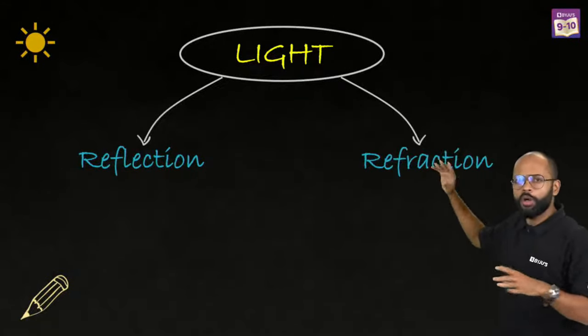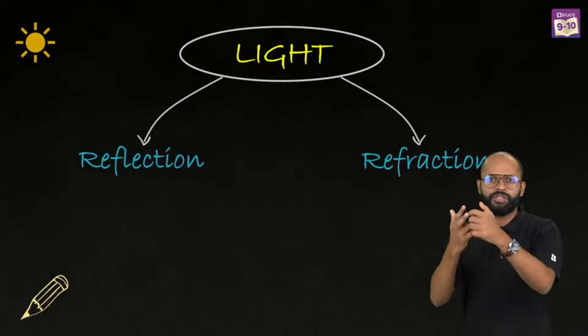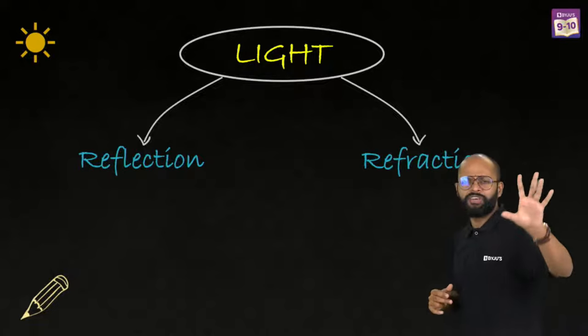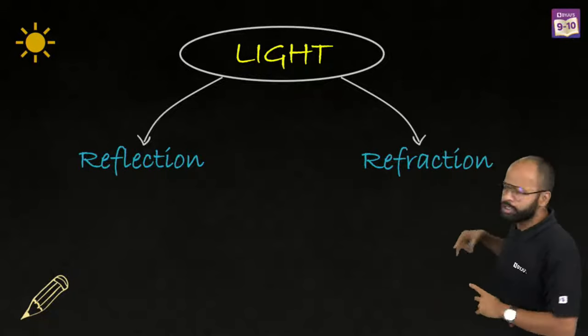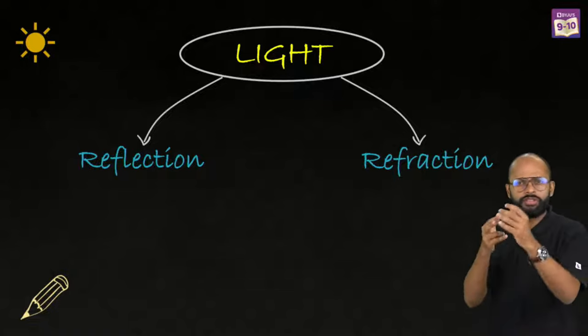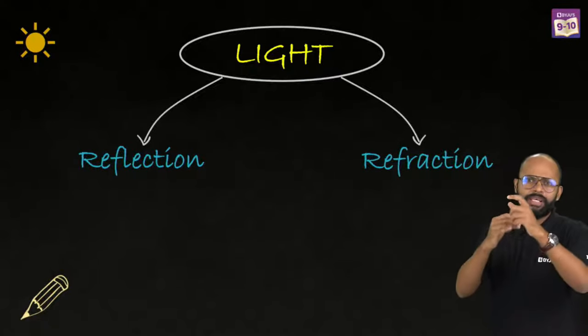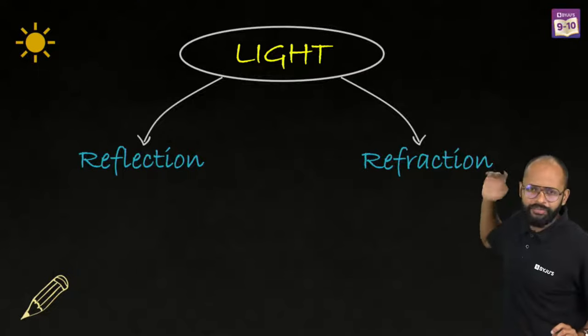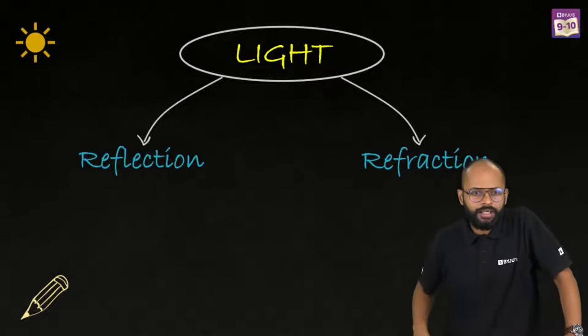In reflection you talk about all mirrors: plane mirrors, spherical mirrors, concave mirror, convex mirror, all their properties, the different cases of image. In refraction you talk about the bending of light, laws of refraction, Snell's law, refractive index, twinkling of stars and all these things. It's all refraction, okay?